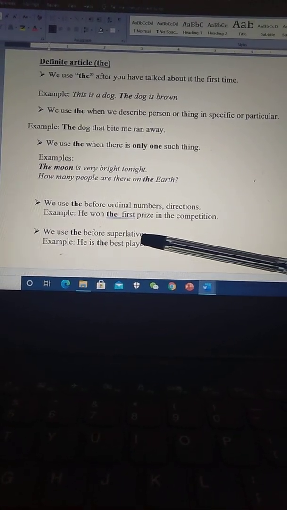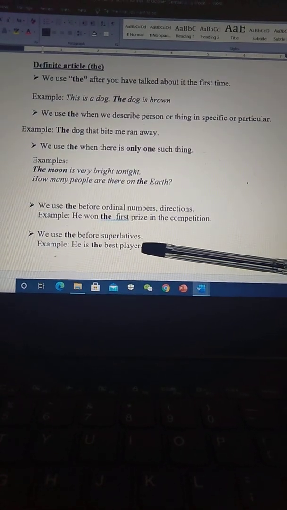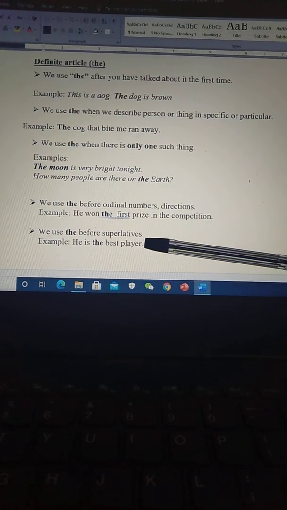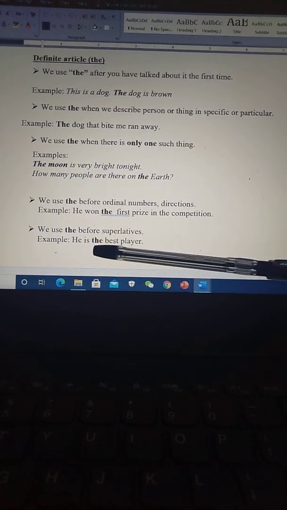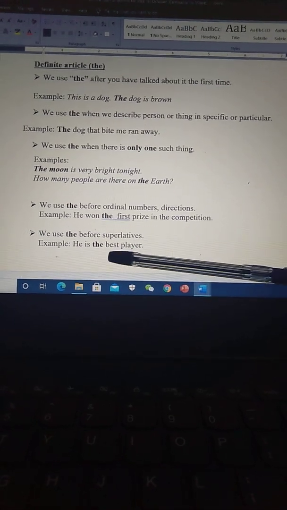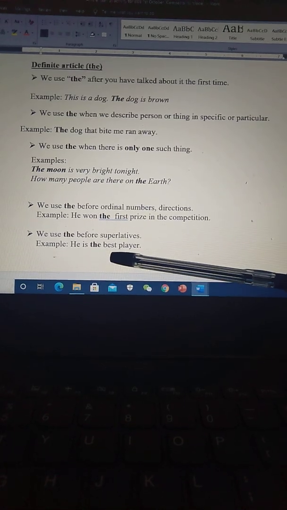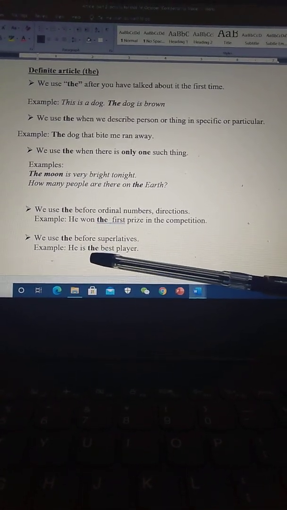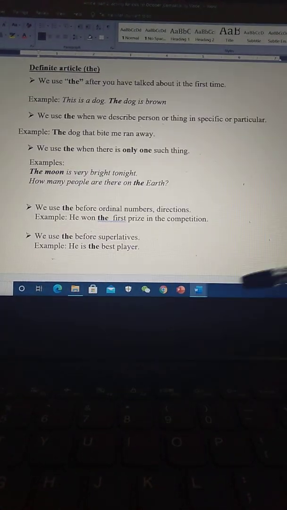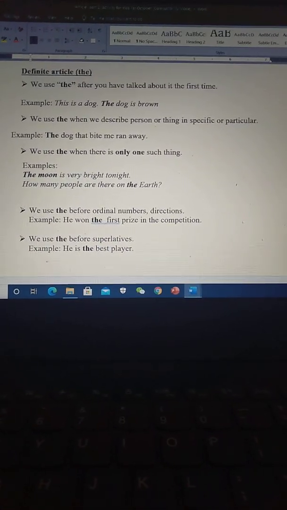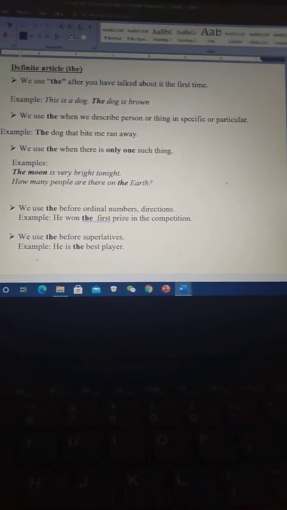We use the before superlatives. Do you remember superlatives? We learned them in class 4. Good, better, best. Pretty, prettier, prettiest. That is the superlative. So, he is the best player. The superlative here is best. Good, better, best. So in front of the superlative we use the. These are the simple rules that you have to remember for using the definite article the in sentences.